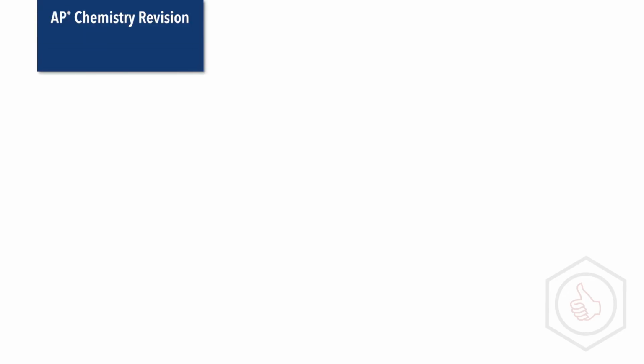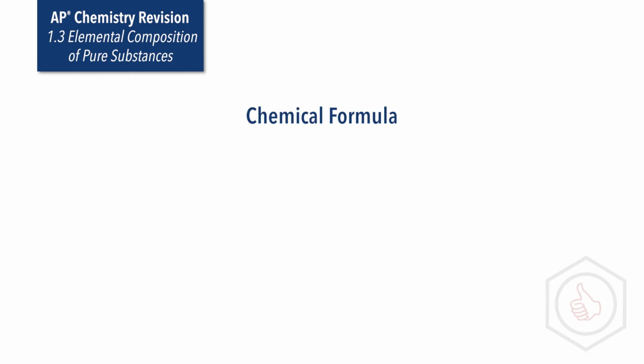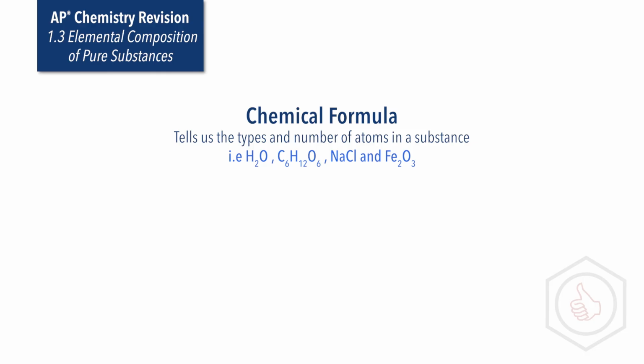Hello, so this is a revision video for AP Chemistry 1.3, Elemental Composition of Pure Substances. A chemical formula tells us the types and number of atoms in a substance. Some substances are made up of individual molecules, like H2O or C6H12O6, whilst others consist of ions or atoms in fixed proportions, like NaCl or Fe2O3.